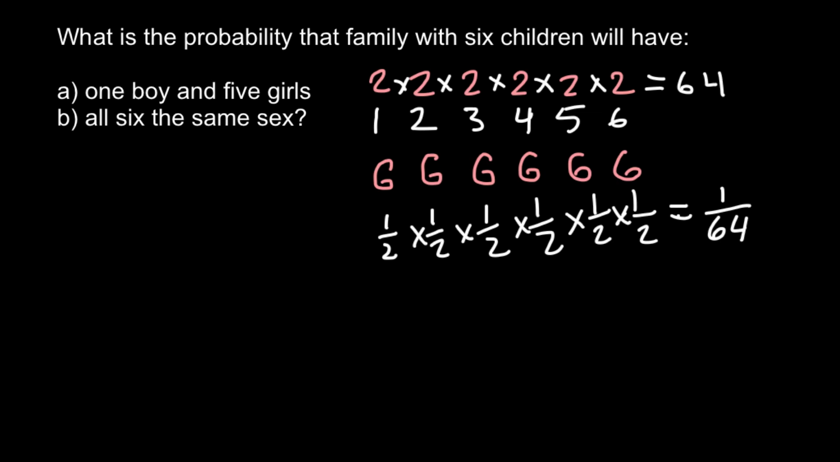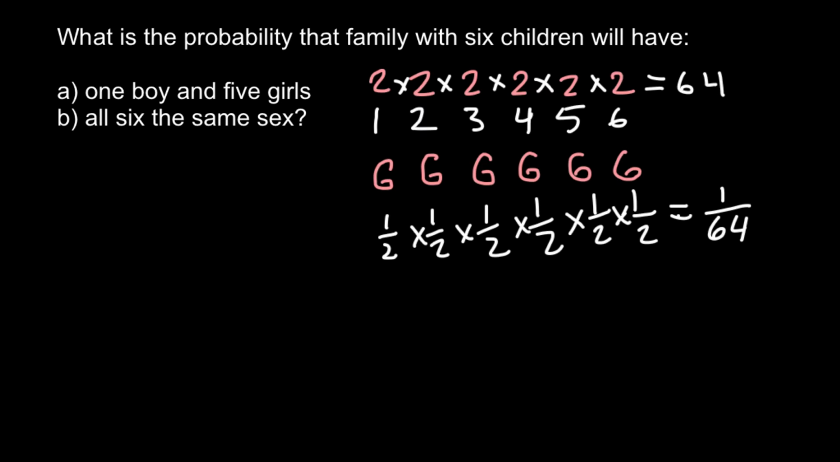And actually we don't even need calculations here, because it is very clear that only one variant is possible when all 6 children are girls. Only one such combination out of 64 possible combinations.